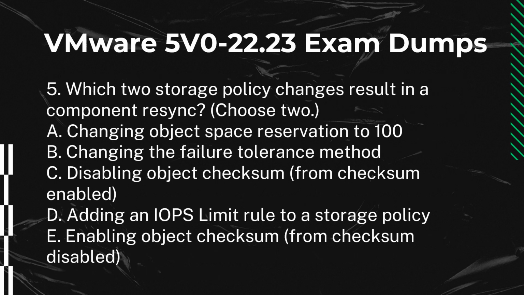5. Which 2 storage policy changes result in a component resync? Choose 2. A. Changing object space reservation to 100. B. Changing the failure tolerance method. C. Disabling object checksum from checksum enabled. D. Adding an IOPS limit rule to a storage policy. E. Enabling object checksum from checksum disabled.